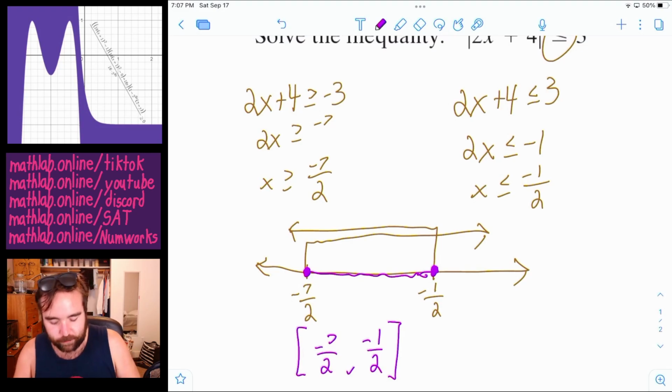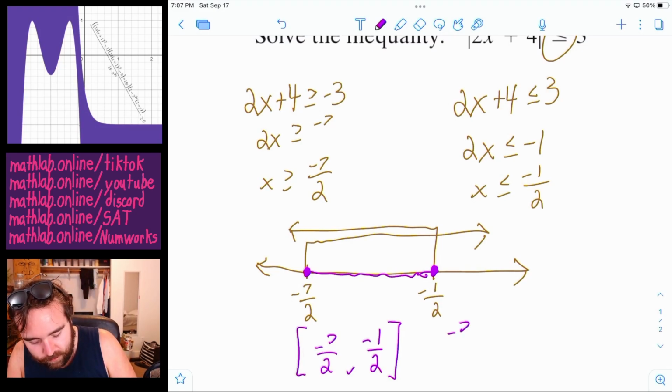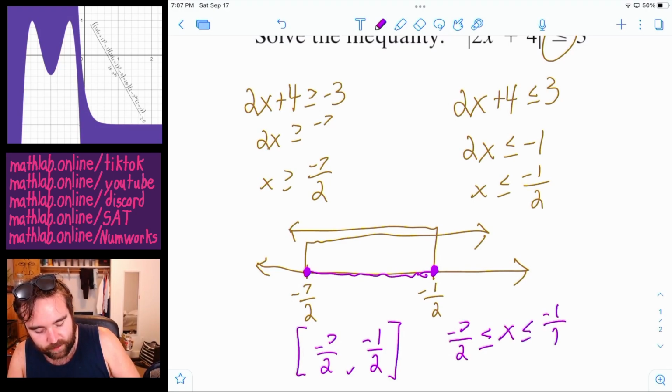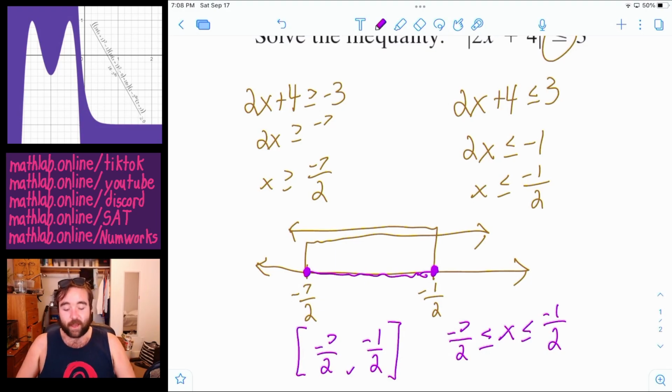And I guess the last thing we might want to do is combine these two inequalities. Because I really like writing answers like this and seeing answers like this. That it shows that x can be anything between negative 7 halves and negative 1 half.